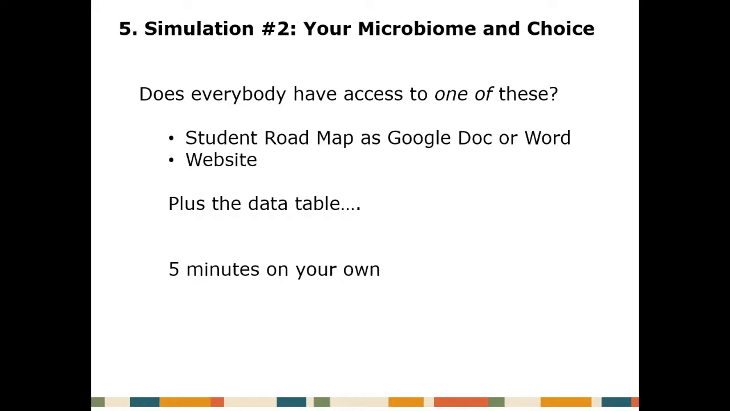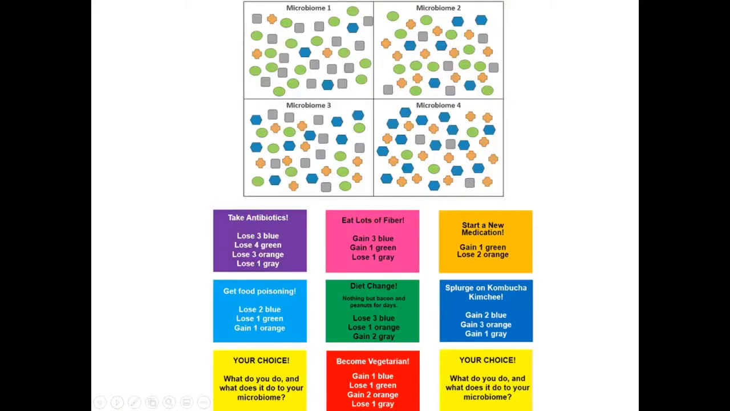So now for simulation number 2, I'm just gonna let you go on your own for 5 minutes and look at what you need to look at. So I'm hoping that you have the student roadmap in front of you and something to write down on as far as the data table goes. And then for the second simulation, what you're doing is choosing a microbiome. So if you got to choose one of these 4 microbiomes, which would you choose?